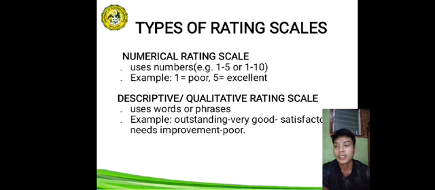In here, it uses numbers, example 1 to 5 or 1 to 10. The numbers represent the level of performance or quality. Example, 1 is equal to poor and 5 is equal to excellent. Next is the descriptive or qualitative rating scale.